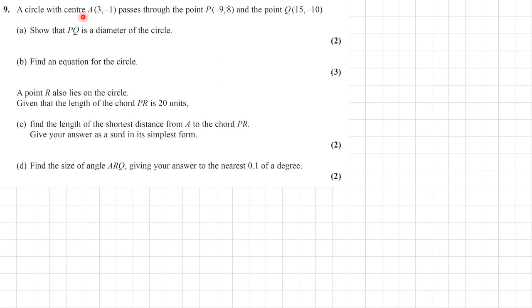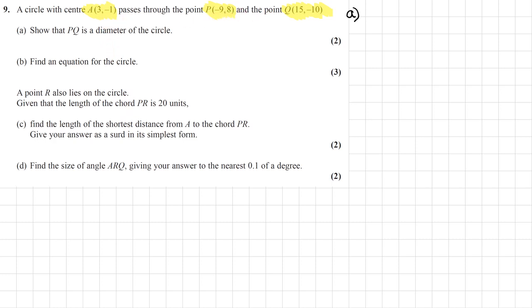Question 9. A circle with centre A, which is (3, -1), passes through the point P (-9, 8) and the point Q (15, -10). What we need to do in part A is show that PQ is a diameter of the circle. Now, if PQ is a diameter of a circle, then the centre of the circle will be at the midpoint of PQ, because it'll be in the very centre. So what we're going to show is if A is the midpoint of PQ.